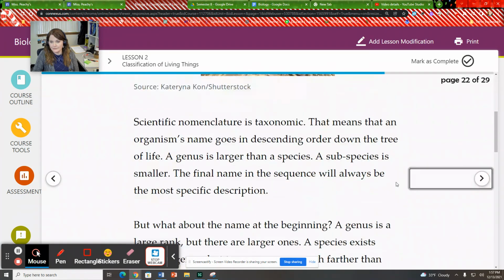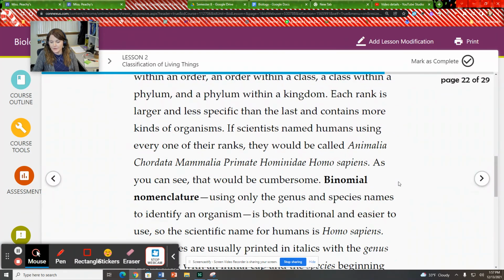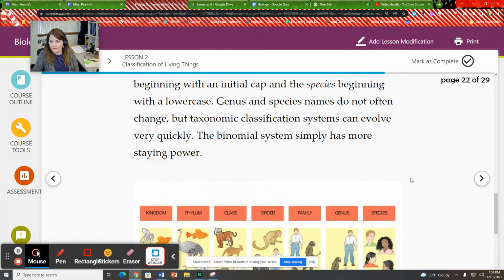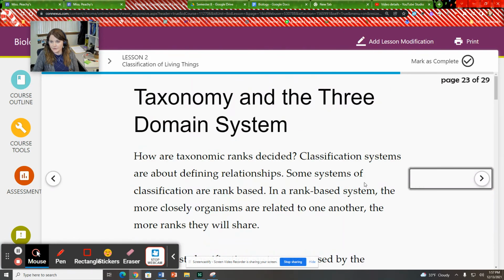So I'm just moving ahead a little bit because I want to get into, they're still talking about binomial nomenclature here.